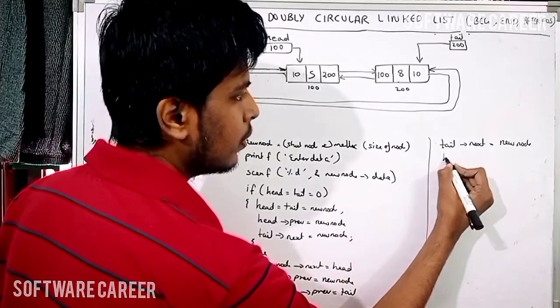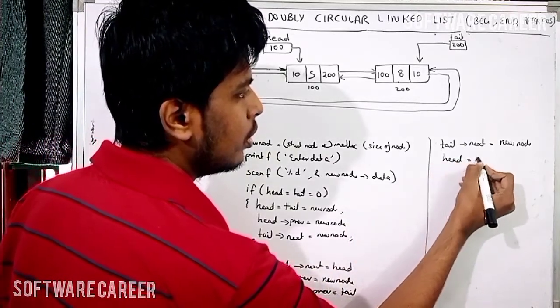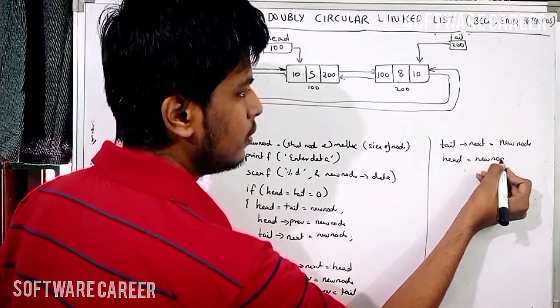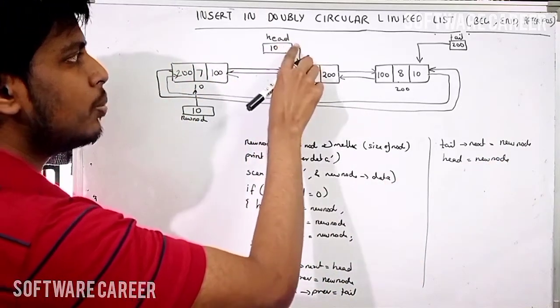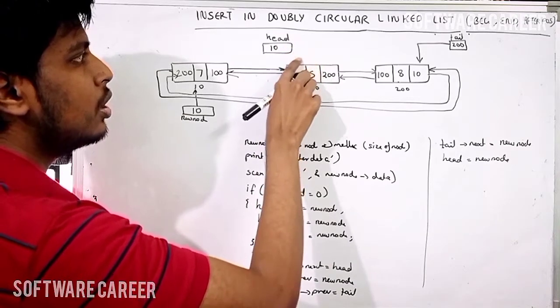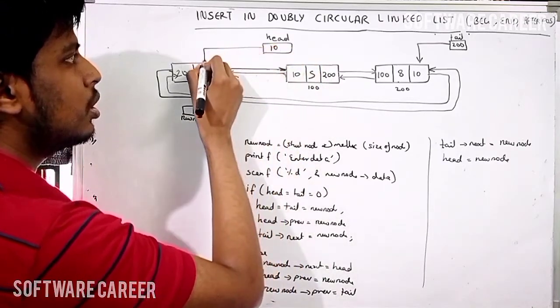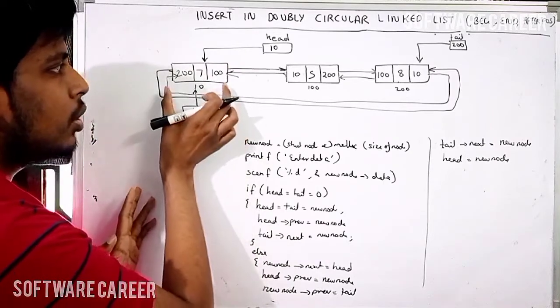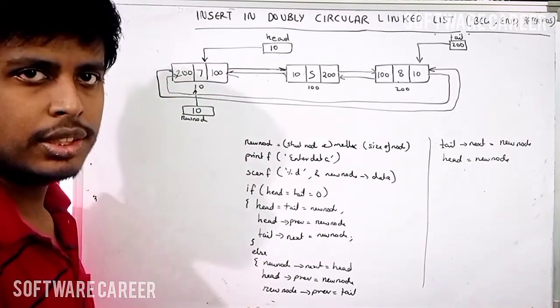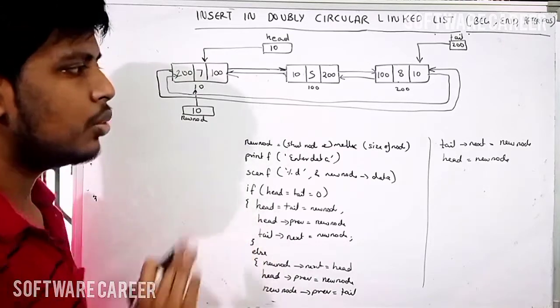So see here, head equals to new node. Now new node is 10. 10 I am putting in head. So head is not pointing to the second node anymore. It's pointing to the first node. See, now you have inserted a new node at the beginning of a circular doubly linked list. This is how you should insert.